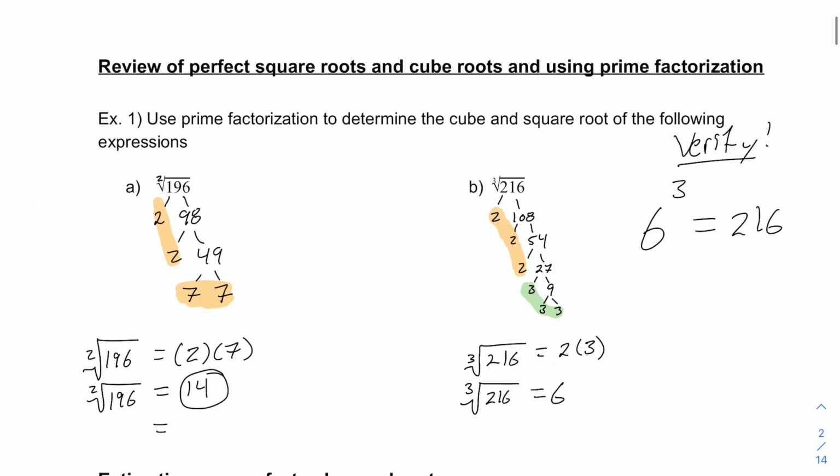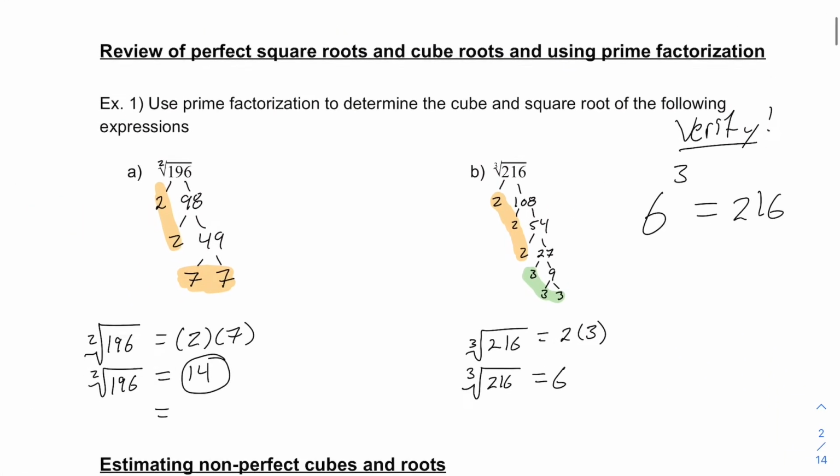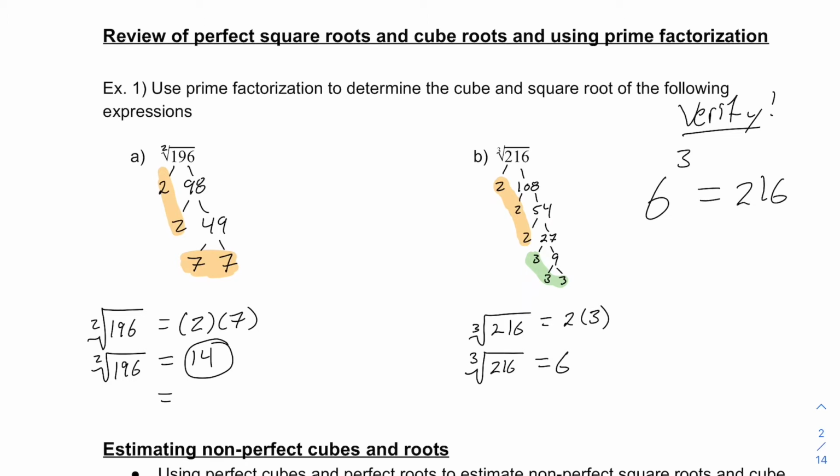So that is how you can do these two questions. Again, that was a little bit of review. It's important to understand because moving forward, we're going to have to deal with cases where this doesn't perfectly happen.